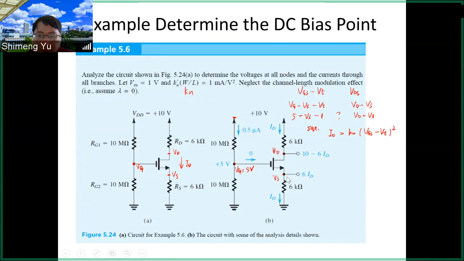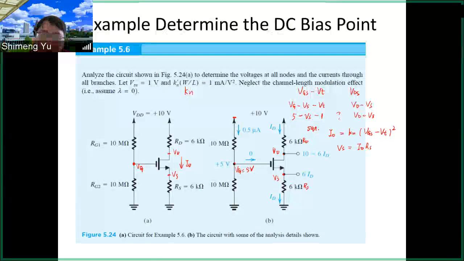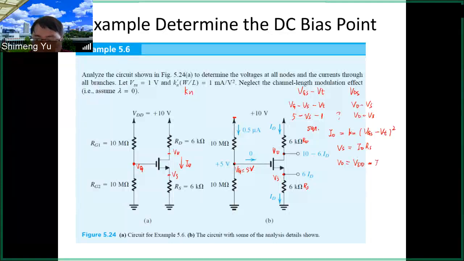But we can represent Vs using the ID. Why is that? Because this Vs is the current flow ID multiplied by the 6 kilo ohm resistance. If this is Rs and this is Rd, the source side resistance and drain side resistance, then Vs is ID Rs, the voltage drop on the resistor Rs. And the drain side Vd is the VDD power supply minus the voltage drop across Rd, which is ID Rd.